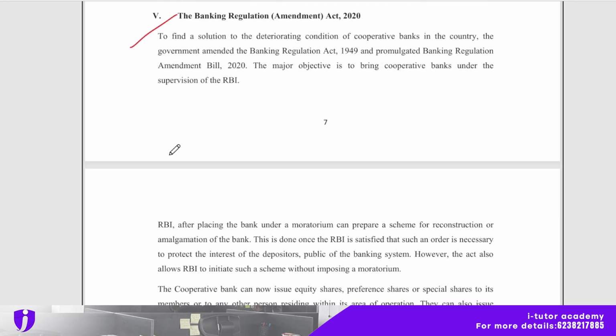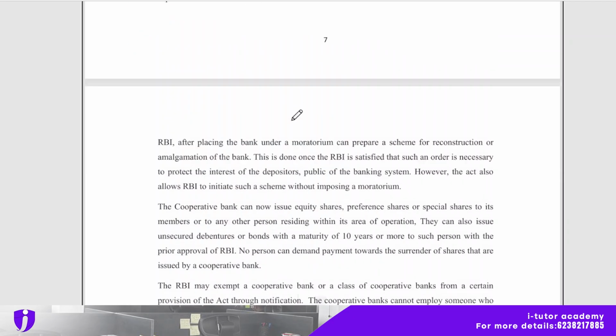To find a solution to the deteriorating condition of cooperative banks in the country, the government amended the Banking Regulation Act 1949 and promulgated the Banking Regulation Amendment Bill 2020. The major objective is to bring cooperative banks under the supervision of RBI.